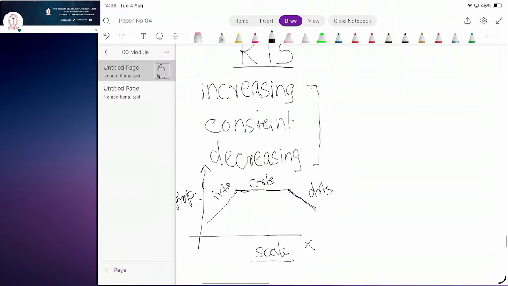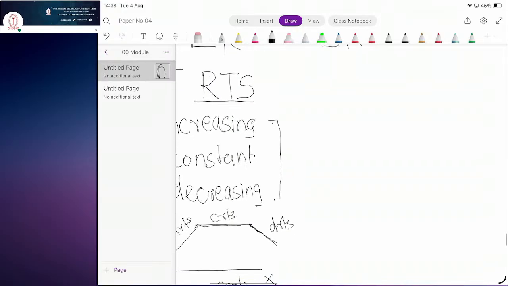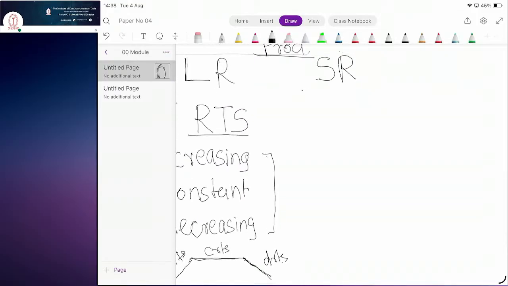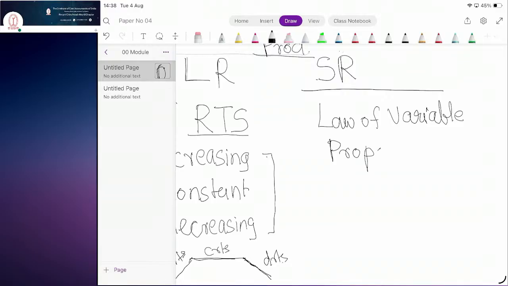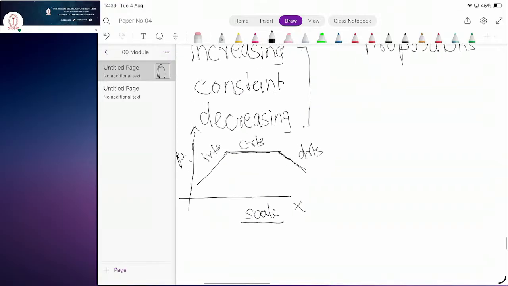In today's lecture what we want to do is another very important law of production, which is called the law of variable proportions.